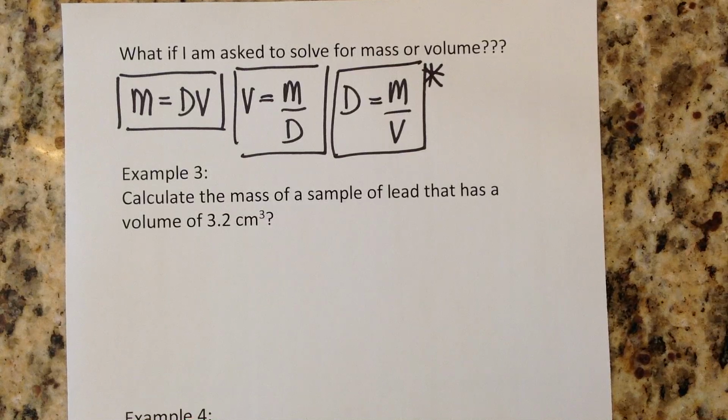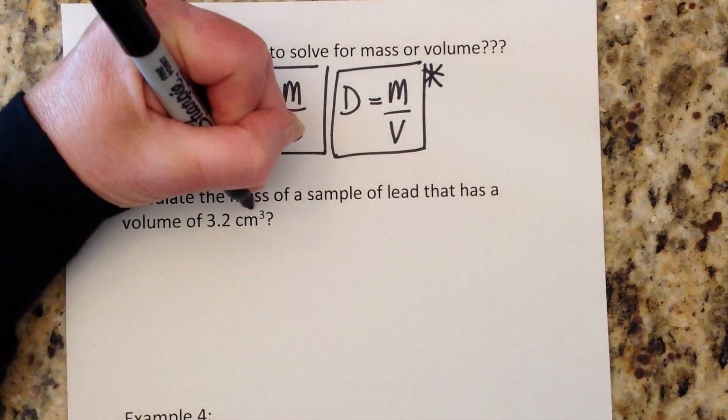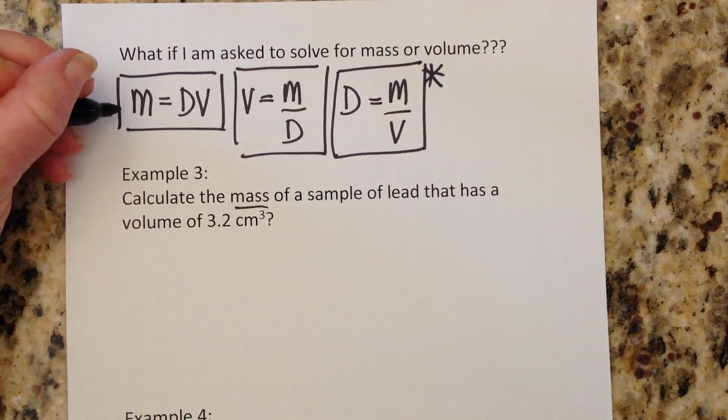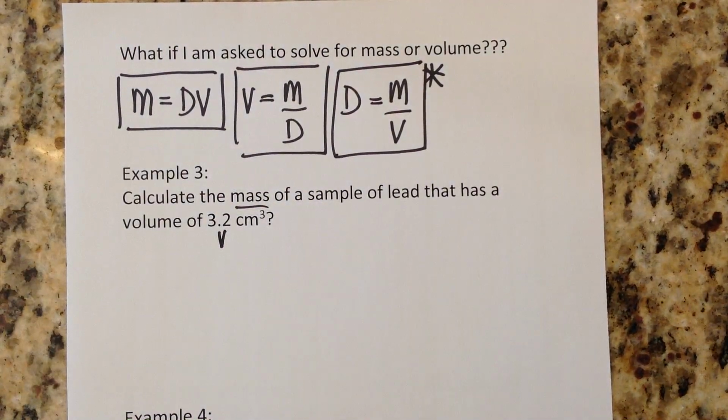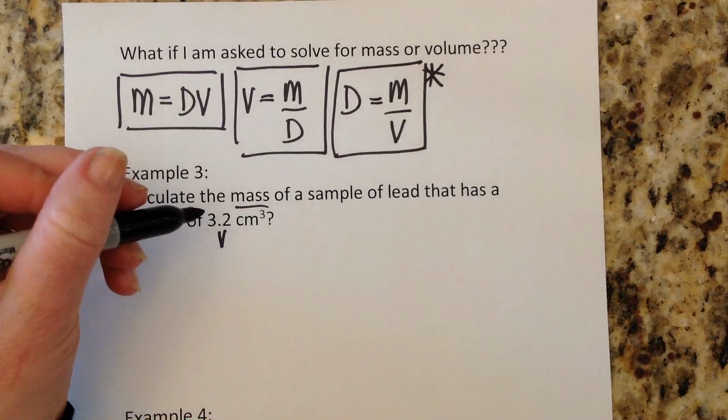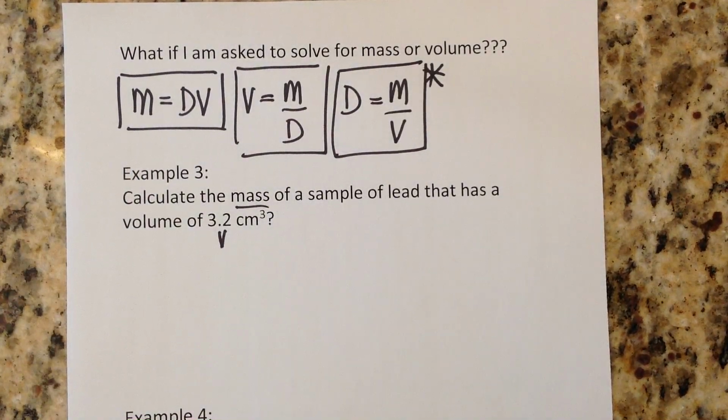Number 3 says, calculate the mass of a sample of lead that has a volume of 3.2 centimeters cubed. So they want mass this time, so I know I'm actually going to be using this formula. They gave me volume. Now, a lot of students will look at this and say, I don't have enough information. All I've got is volume. They want mass. I need something else. Well, they actually gave you that something else because they told you that what you are working with is lead.